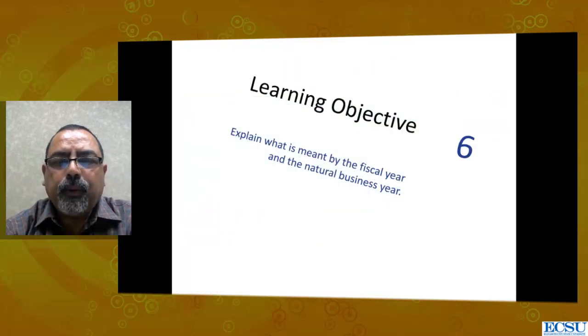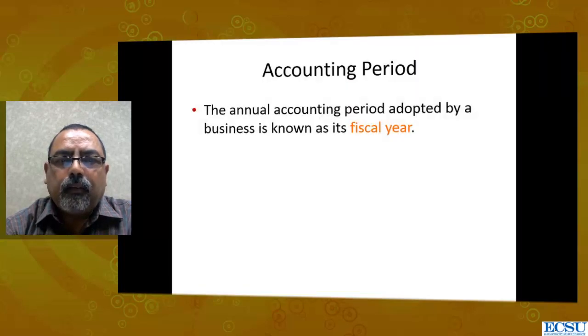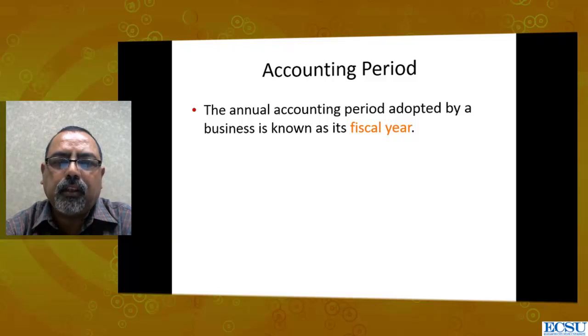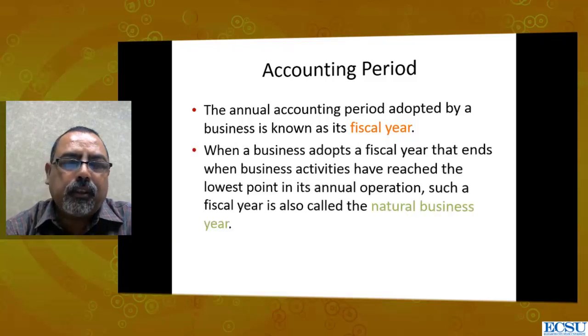Now, the next thing that we will learn is the types of years that businesses use. We all know that every business will be adopting an accounting period, and usually the annual accounting period that's adopted by a business is known as the fiscal year. So that will be its fiscal year. Some companies start with January and end in December, some start on 1st of April and end on 31st of March. Some companies start on 1st of July and end on 30th of June. Of course, it depends.